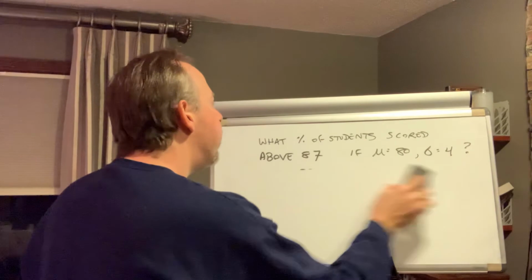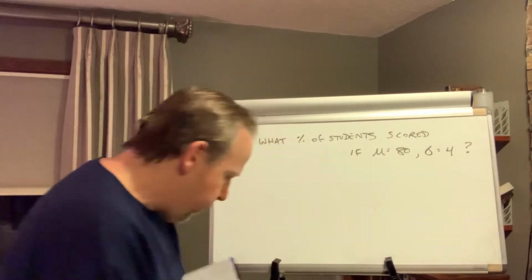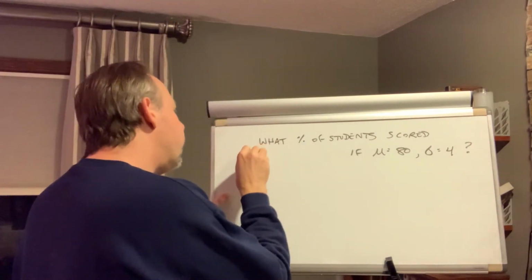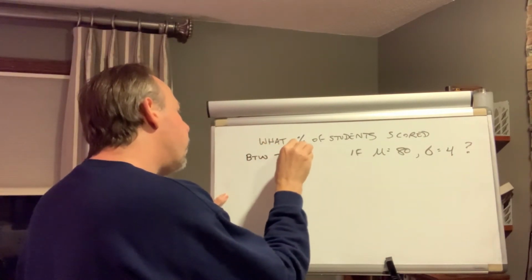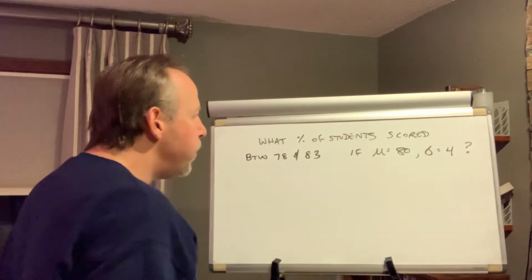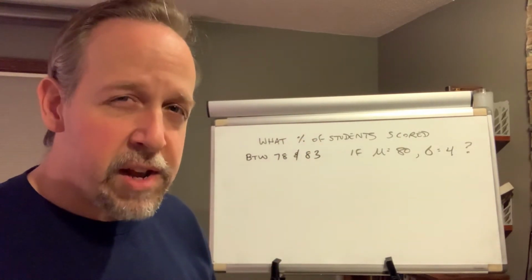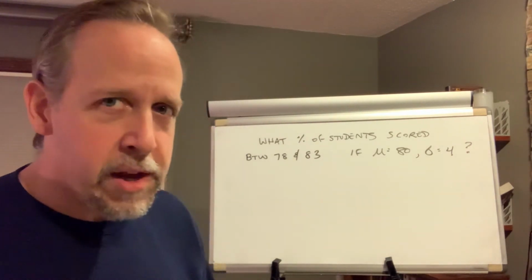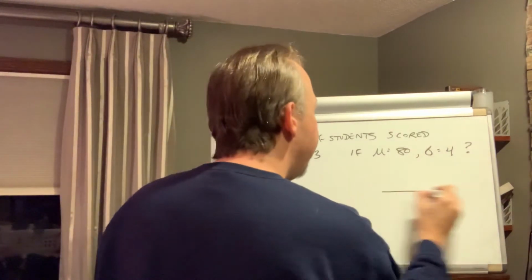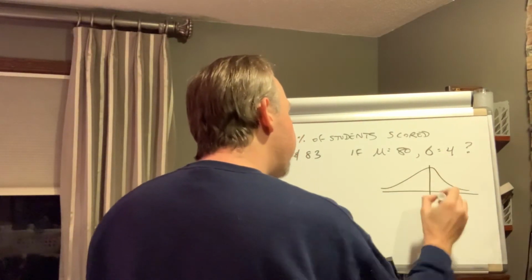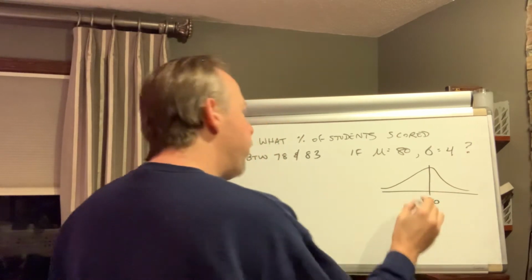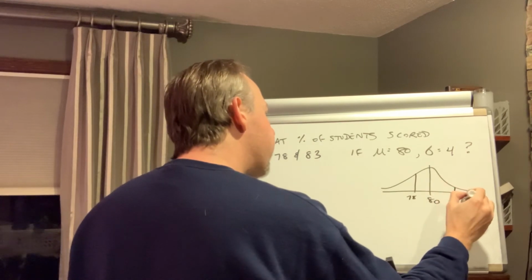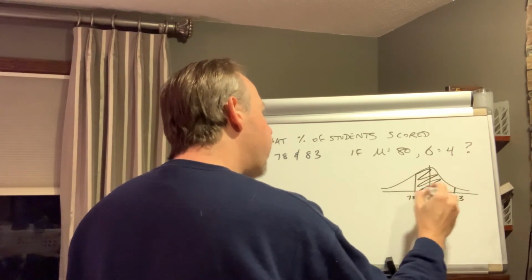Okay, so let's do between 78 and 83. What percent of students scored between a 78 and an 83? One way to help ourselves is to just visualize the problem we're looking at. If I have my standard normal curve with a center at 80, I'm looking for people scoring between a 78 and an 83. Now that's all of this area in between.